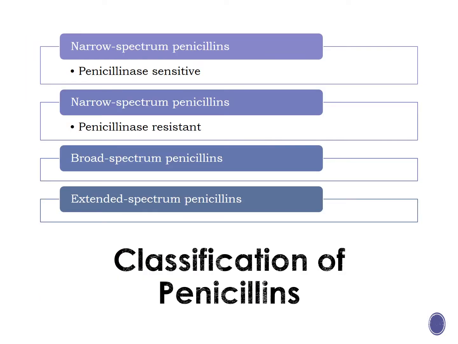There are many different penicillins, and as a result, they require their own classification system. The most useful classification of penicillins is based on antimicrobial spectrum. When classified this way, the penicillins fall into four major groups. The first is narrow-spectrum penicillins that are penicillinase sensitive. The second is narrow-spectrum penicillins that are penicillinase resistant. The third is broad-spectrum penicillins, and the fourth is extended-spectrum penicillins.